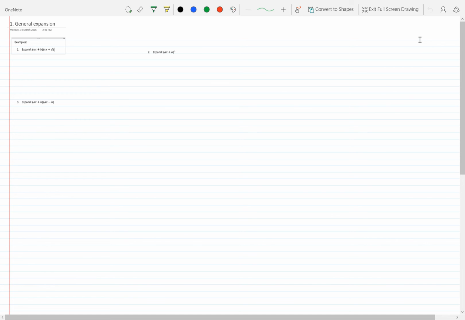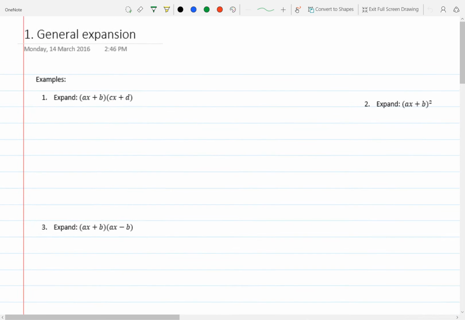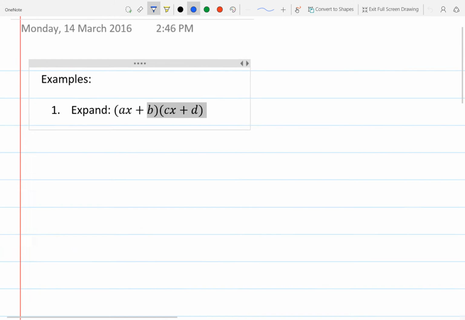In this video we're looking at the general expansion of algebraic terms. I suppose these are quadratic terms, and I would be hoping that by this stage you're fairly confident expanding these. So we're going to go ahead and expand these, and hopefully you'll see some patterns that I'm trying to highlight here.